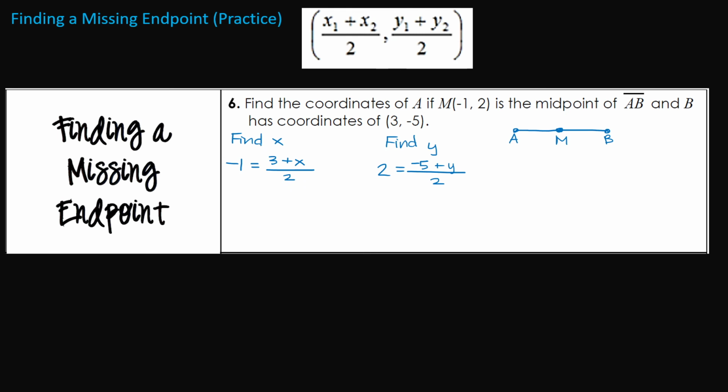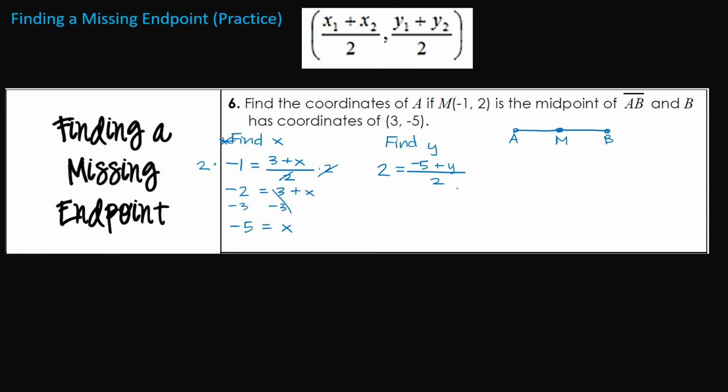First thing I want to do when I'm finding the x coordinate is multiply both sides by 2. So now I get negative 2 is equal to 3 plus x. Of course, the 2s canceled out here. And now we're going to subtract 3 from both sides to isolate x, and we get -5 is equal to x.